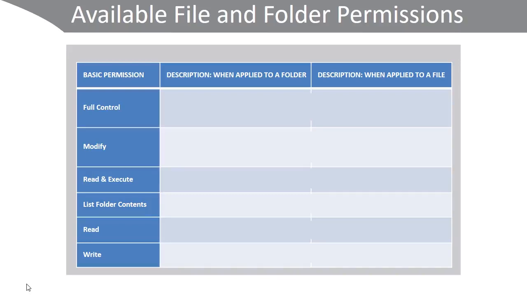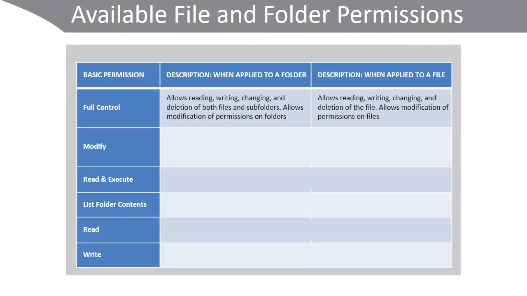Generally, you'll not apply permissions on individual files. It's more usual to apply them to folders, which contain a collection of like files that will be accessed by similar users. Full control, when applied to a folder, allows reading, writing, changing and deletion of both files and subfolders, and allows for the modification of permissions on folders. It also allows a user to take ownership.